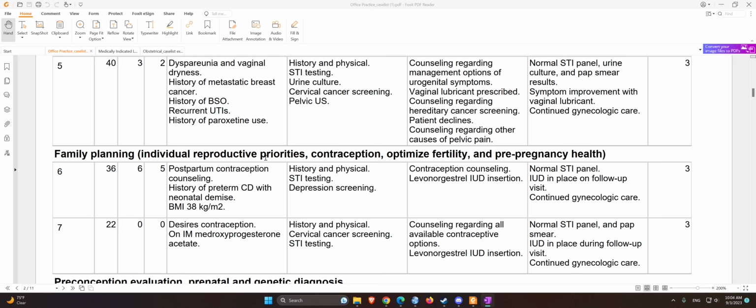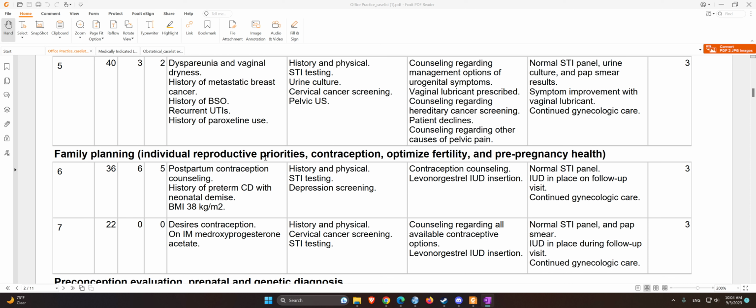I would also offer her a carrier screening to screen for possible inherited diseases that she or her significant other might be carriers for, such as cystic fibrosis and spinal muscular atrophy. Well, these are the things that you would do for any pregnancy, right?